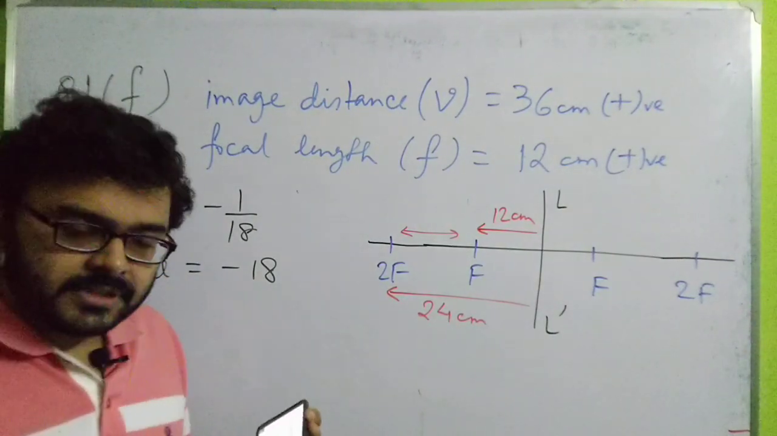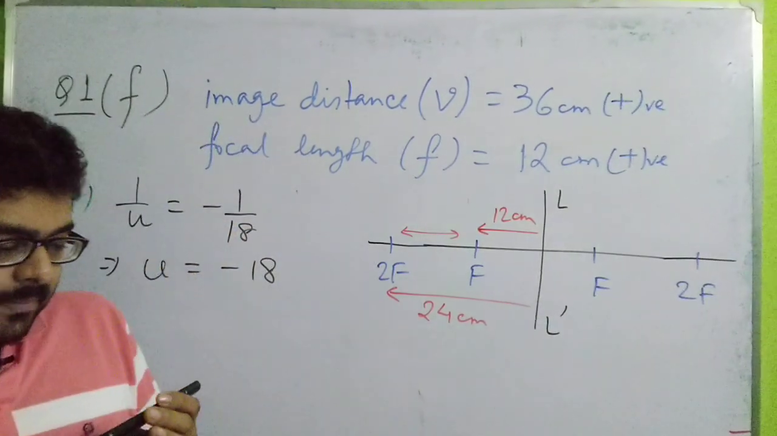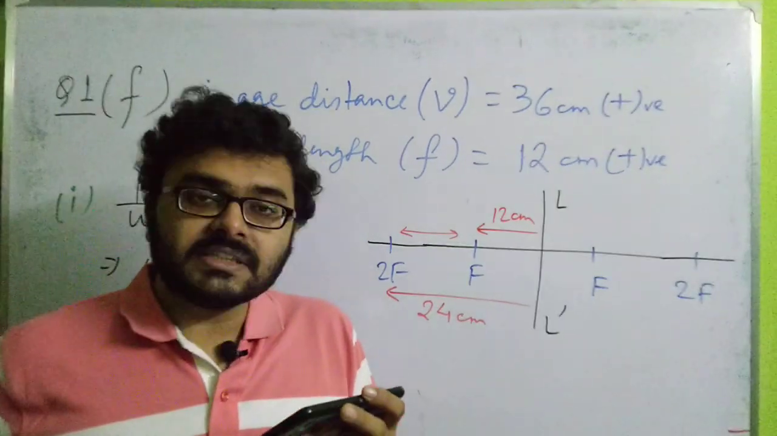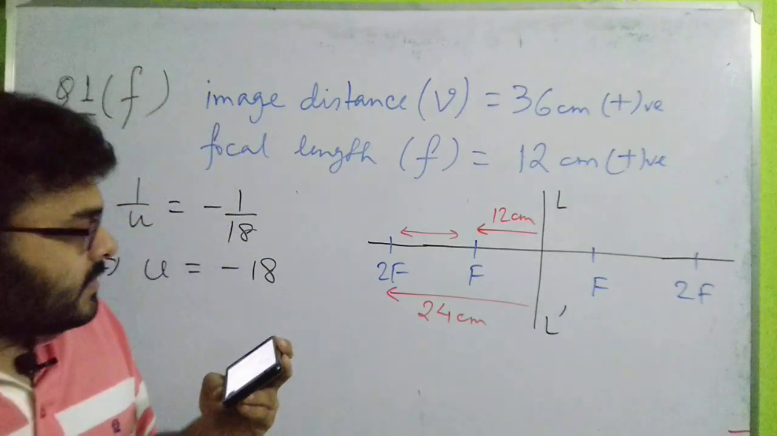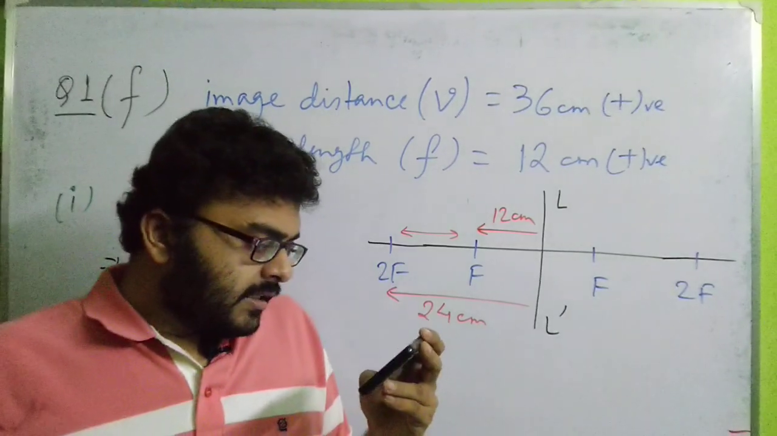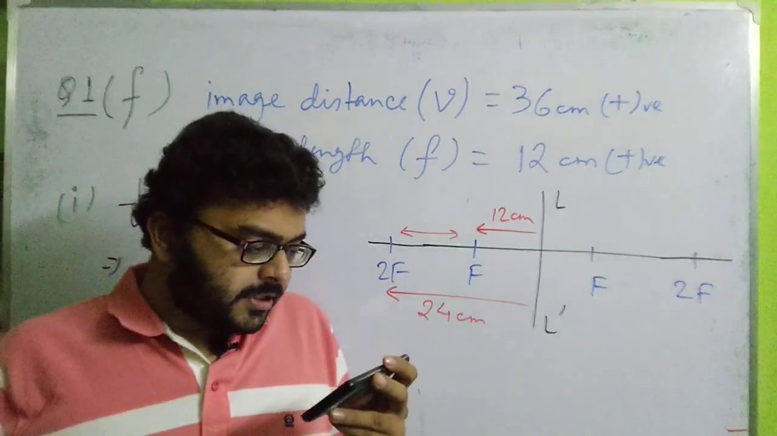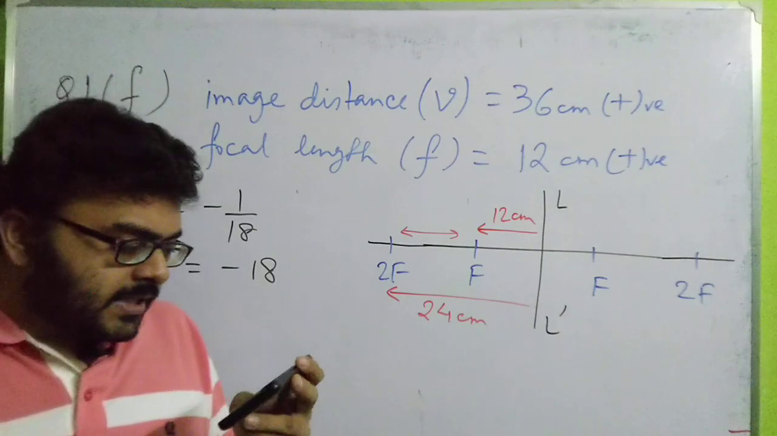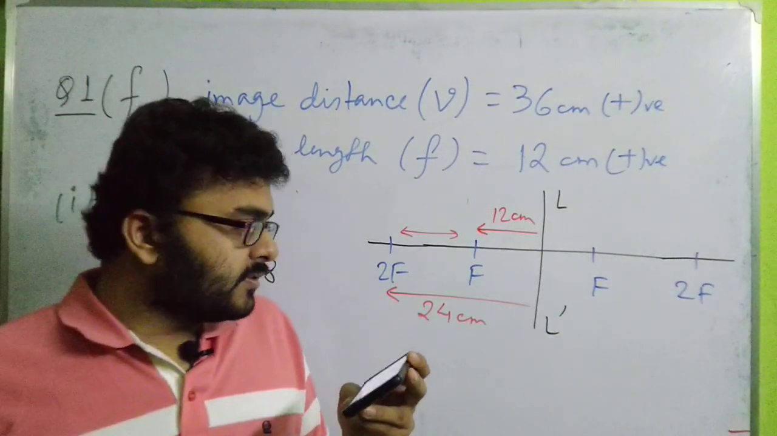So let us see the options. The position of the object on the left hand side of the lens. Option 1 says between 12 centimeter to 30 centimeter from the lens. So I think 12 centimeter to 30 centimeter does not lie in the figure. Let us come to option 2, beyond 24 centimeter from the lens. This is also cancelled. Option 3 says 12 centimeter to 24 centimeter. Yes, so this is our answer.